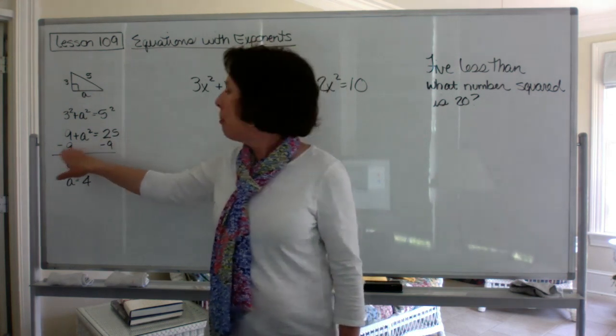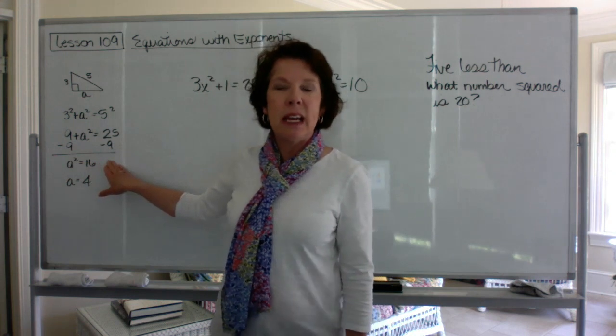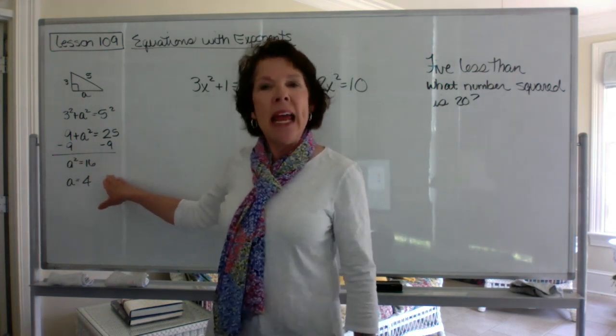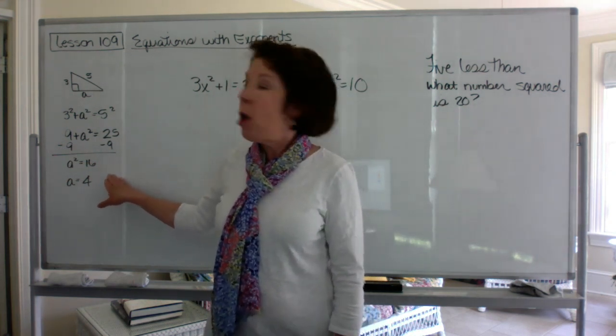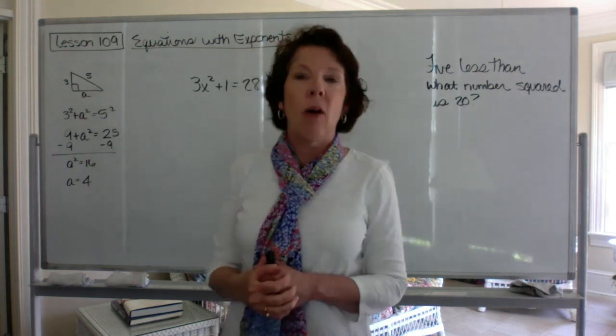Isolate the variable term by subtracting 9 from both sides. A squared equals 16. And now what do we say A is? A is 4. Well, A is 4. It's the side length of the triangle.